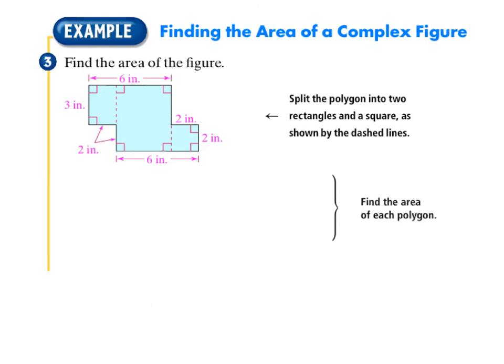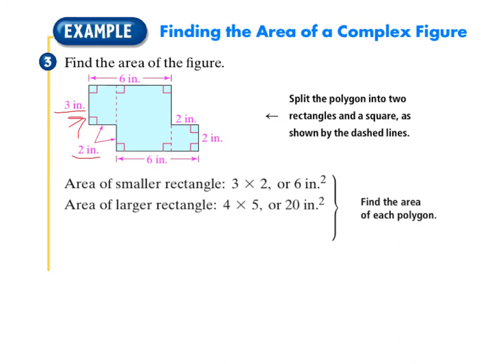Now let's look at an example of actually finding the area of a complex figure. So we want to find the area of this figure. So we're going to split the polygon into 2 rectangles and 1 square as shown by the dashed lines. Could we have split it differently? Yes. But for the sake of this example, we're going to stick with these shapes. So first, we need to find the area of the smaller rectangle, which is going to be 3 times 2, which gives us 6 inches squared.